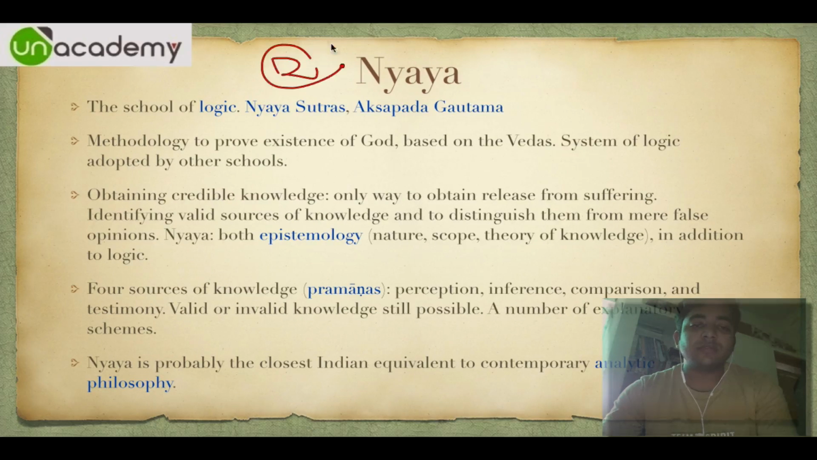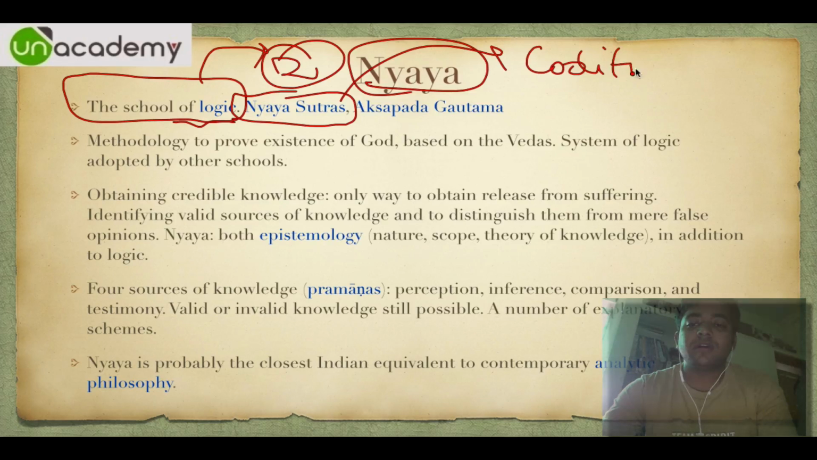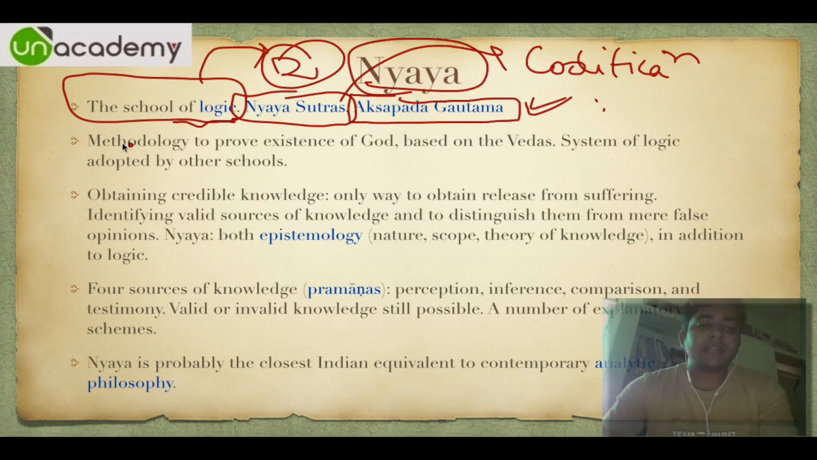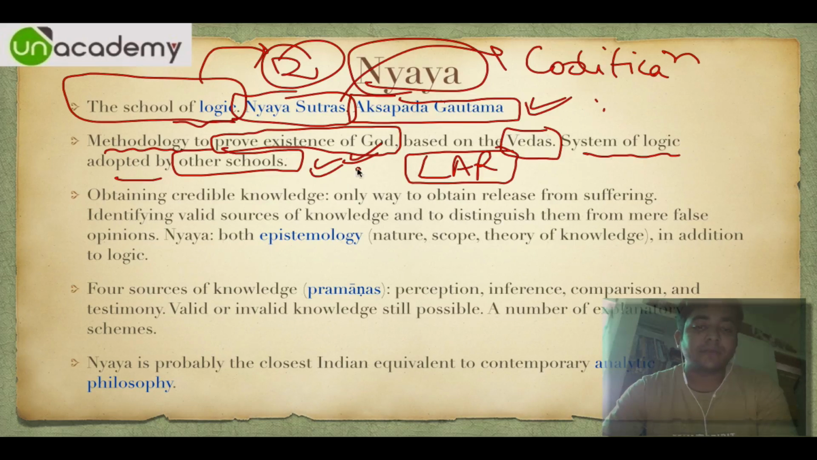Then we have the second school, that is Nyaya school, the school of logic. Nyaya means logic here. Then we have something called Nyaya Sutras, that is the codification of these logics, and it was founded by Akshapada Gautama. Is that understood? Then they have a methodology to prove existence of God. See, this is important now. They use LAR, that is logic, analyticism and rationalism. They are based on Vedas and a system of logic. This system of logic is adopted by other schools as well, so it's important.